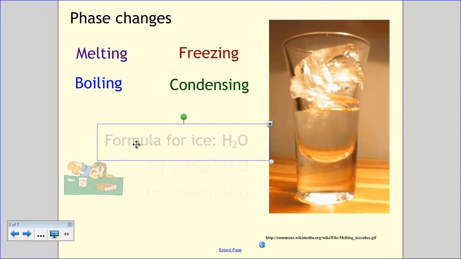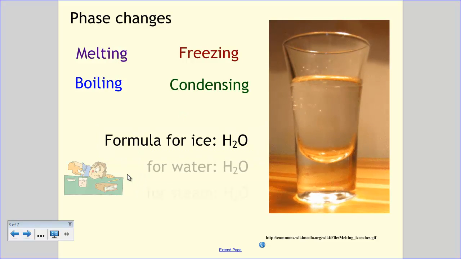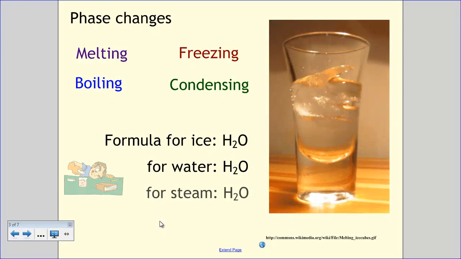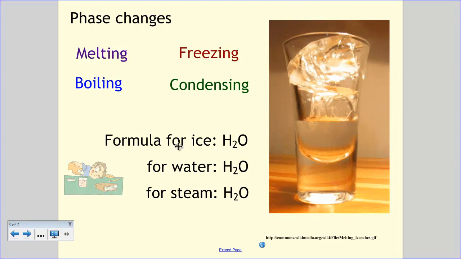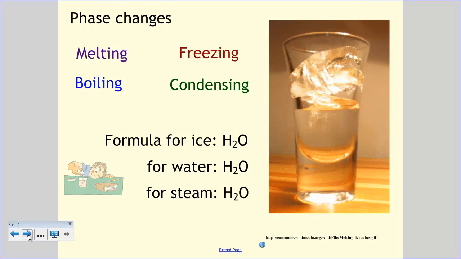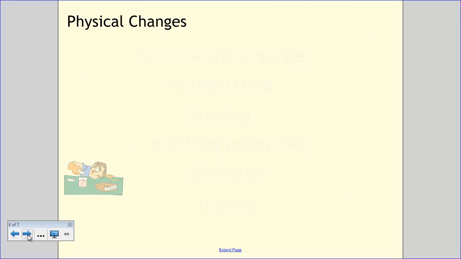But what's important to realize here is that the formula doesn't change. So as these ice cubes melt into water, it's still H2O. That's the formula the whole time. And if we boiled them off and turned it into steam, into water vapor, the formula would still be H2O. It doesn't change at any point. It's still just going to be H2O the whole time. So it's the form that's changing, not the formula.